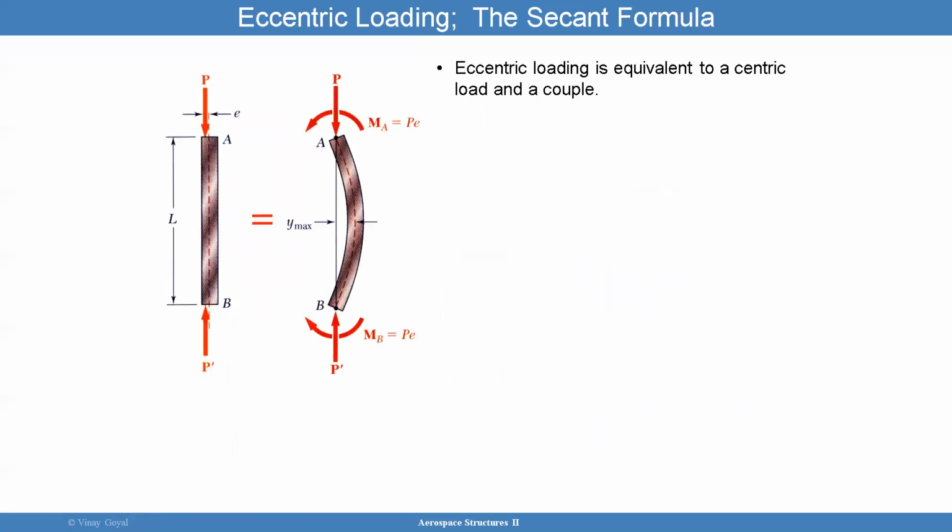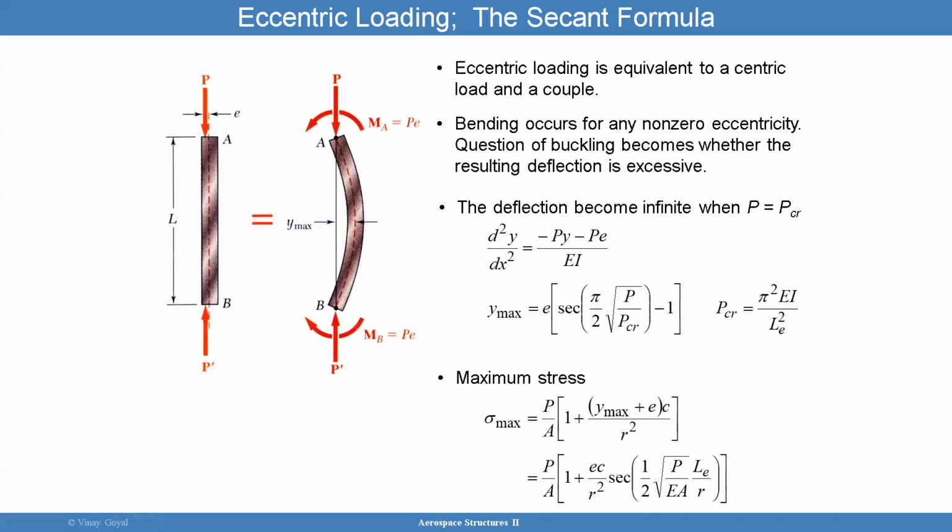This is the idea of the secant formula with eccentric loading. So if you have some amount of eccentricity where the load is somewhat offset from the neutral axis, then this load is going to cause a moment, and that moment is P times E. So not only do I have this load, I also have this moment applied, which can cause an out of plane deflection. So the eccentric loading can also be considered, and bending can occur for any non-zero eccentricity. The question becomes that buckling can become excessive when you have a lot of eccentricity.